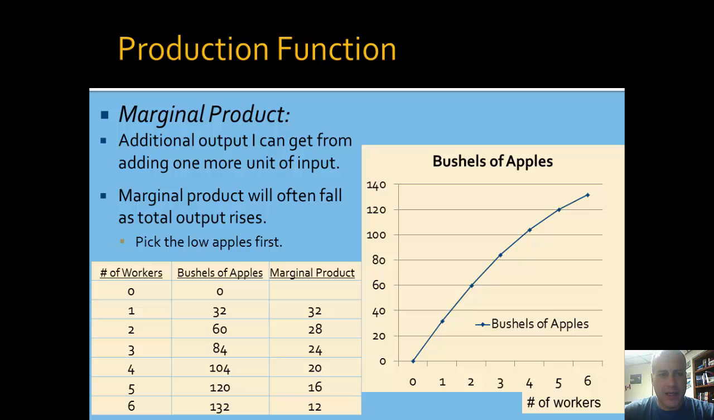The next thing we need to think about is marginal product. What we were looking at before was workers and total product, but it's useful to think about marginal product. And marginal product is the additional output from hiring one more worker. So when we go from 0 to 1, we go from 0 to 32 apples. That means the first worker's marginal product is 32 apples. The second worker takes us from 32 to 60, so this gets us 28 additional bushels of apples. That's marginal product is 28 additional bushels.